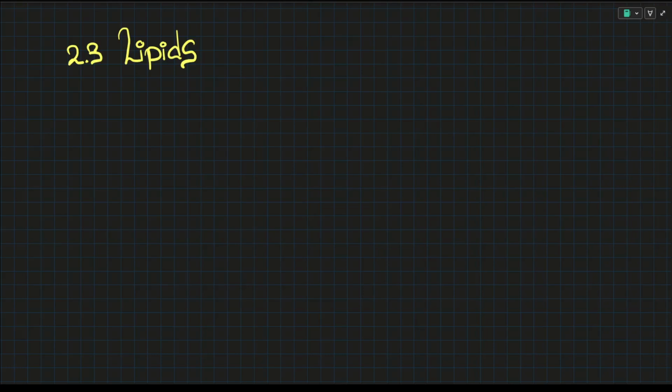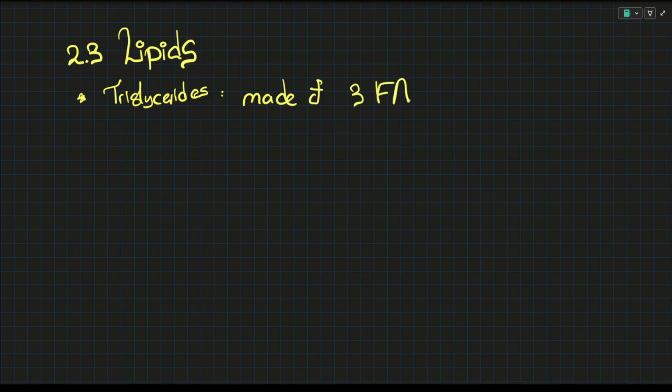Well, lipids are also known as triglycerides. We'll see why. So if I were to give you an opening statement, triglycerides are made of three fatty acids. Fatty acids I'm going to shorten as FA, and one glycerol.